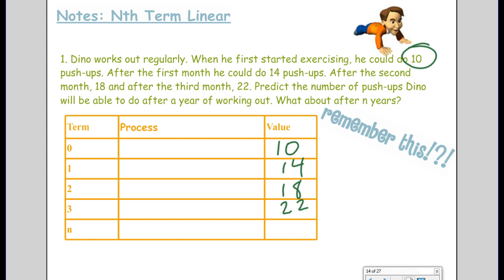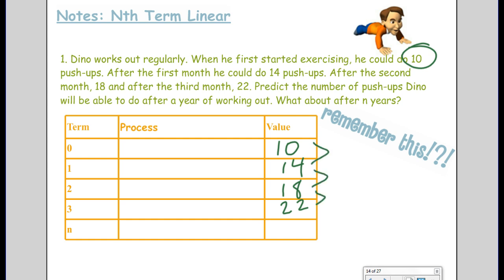So you did this in algebra. You had a process column. You had a term and a value. What did you do in algebra? What did you do first? Delta y. Very good job. So we're going to find delta y, which we've kind of already found. Jacob helped us find it.